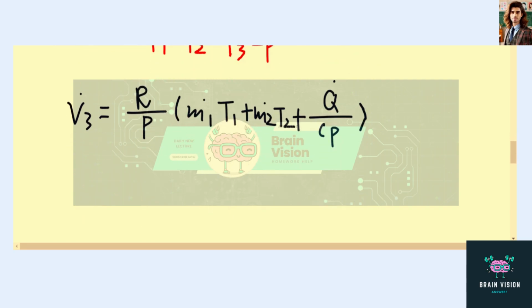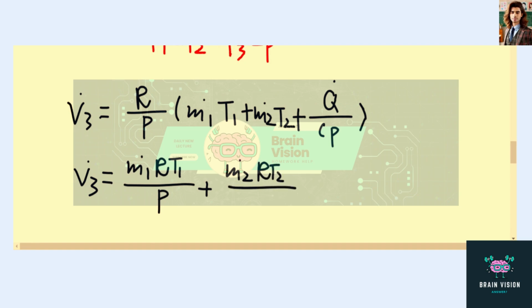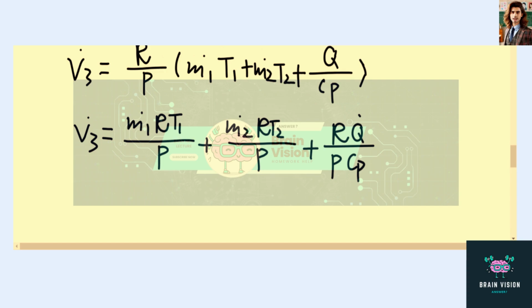Then we can distribute R over P. So we have V3 dot equal to M1 dot RT1 over P plus M2 dot RT2 over P, plus RQ dot over P times Cp. As you can tell, P here can be expressed as P1 and P2.